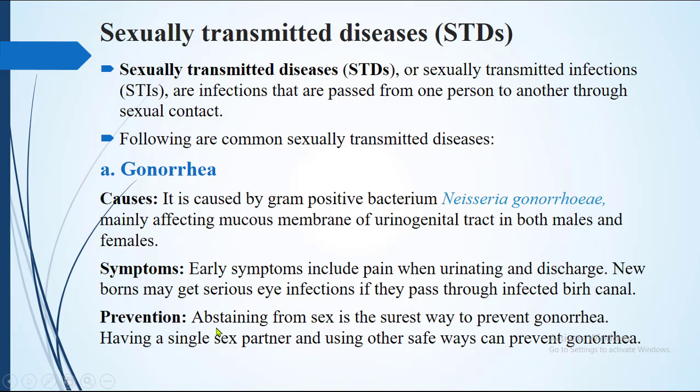Preventions are, of course, for all the sexually transmitted diseases, the only prevention is to abstain from sex. Abstaining from sex means not having sex if the person is infected, which is the surest way to prevent gonorrhea. Having a single sex partner and using other safe ways can prevent gonorrhea.